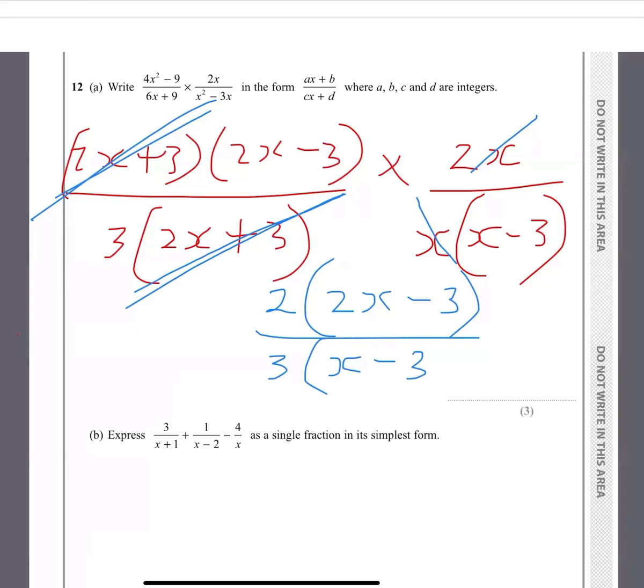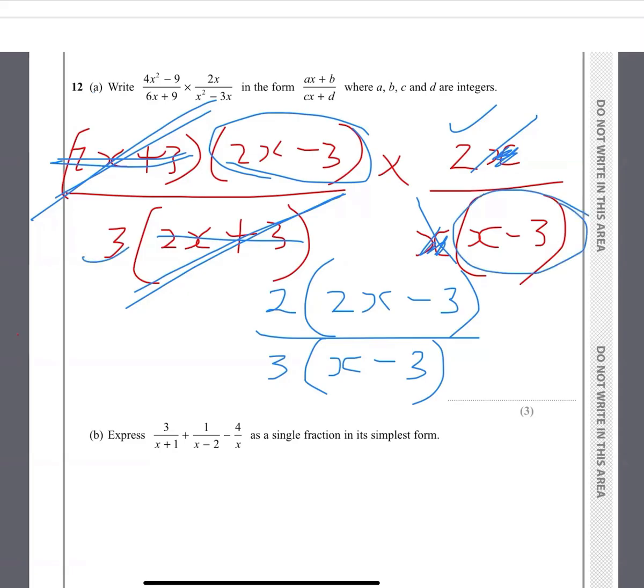observant, right? So if the 2x cancels out, the 2x plus 3 cancels out the 2x plus 3, and the x here cancels out the x, what I had left at the top was 2 into brackets 2x minus 3. And at the bottom, what we had was 3 into brackets x minus 3. Is that okay? Yeah, that's okay.